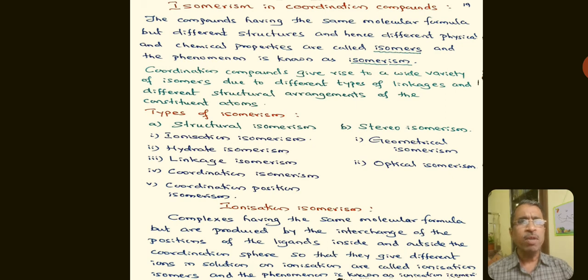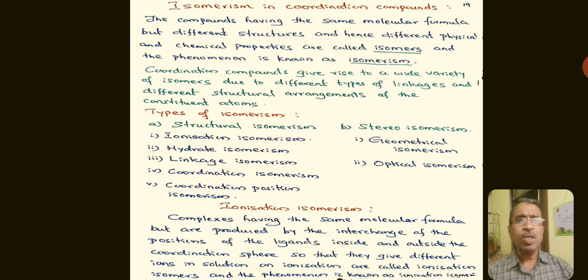Coordination compounds give rise to a wide variety of isomers due to different types of linkages and different structural arrangements of the ligands around the central metal ion. These isomers are broadly classified into two categories: number one, structural isomerism, and number two, stereoisomerism. Structural isomers differ in the structures, and stereoisomers differ in the spatial arrangement of the ligands.